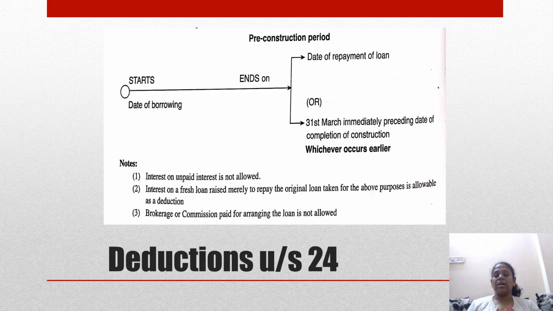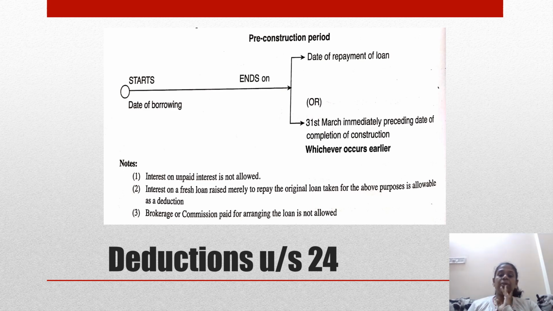You can see a graph here. Pre-construction means the day you borrow the loan, and it ends either at your repayment or the completion of the house. Of these two, whichever comes early, up to that you can claim pre-construction. Suppose your construction is completed early; you cannot take the construction date, but the immediately preceding previous year when the construction is completed, you can consider.